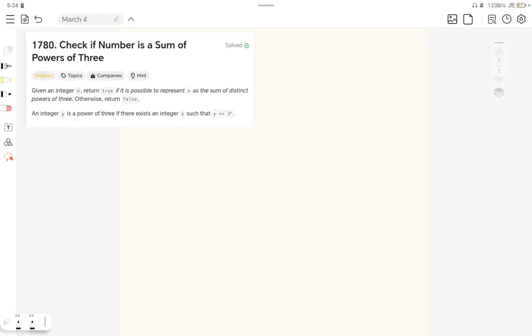Here I am going to discuss an interesting question on today's Leetcode problem. Leetcode problem number 1780. The question is: check if the number is a sum of powers of 3 or not. Now let's see the problem statement. Given an integer n, return true if it is possible to represent n as the sum of distinct powers of 3. Remember, sum of distinct is a keyword which is used to solve the problem easily. Otherwise, return false.